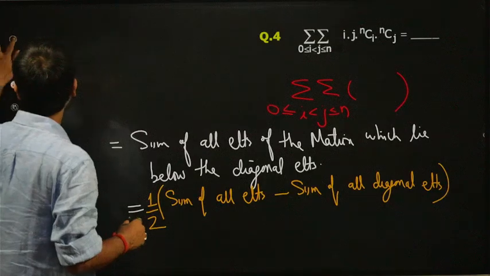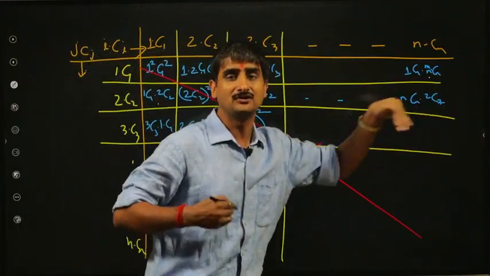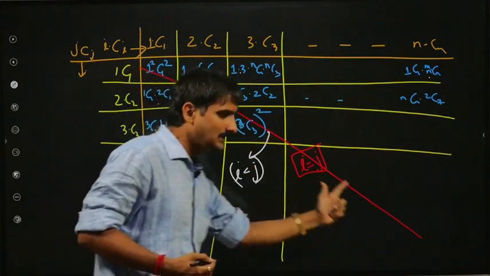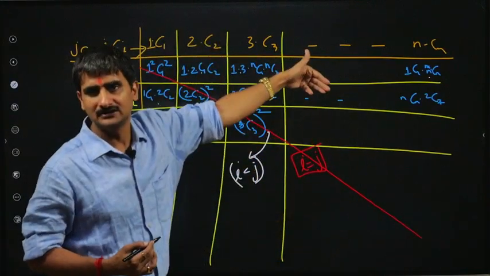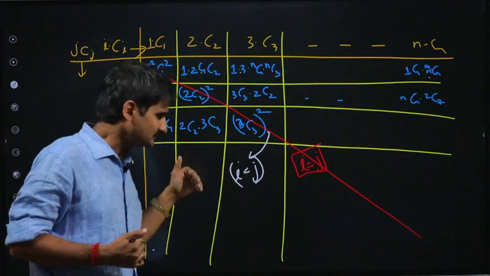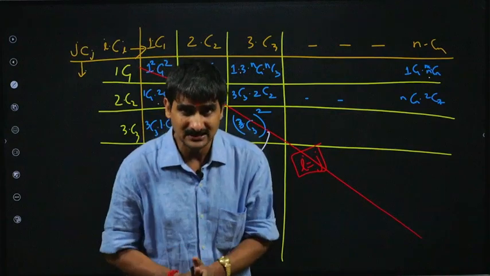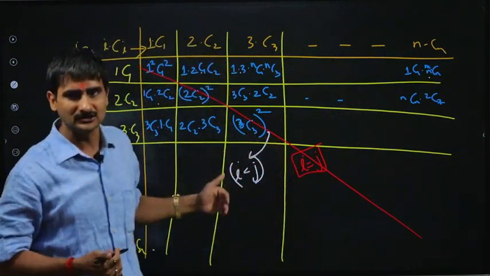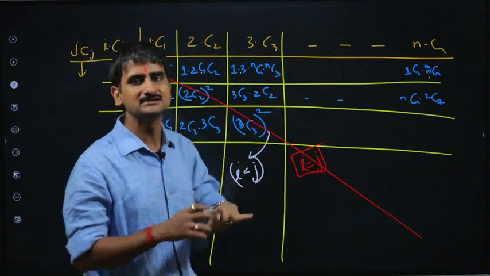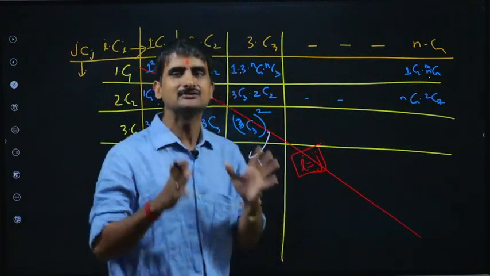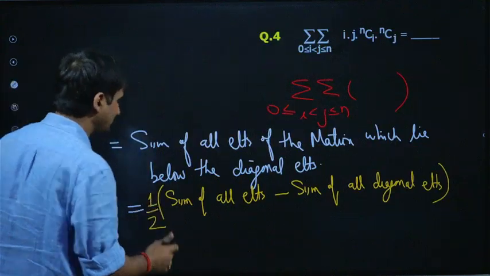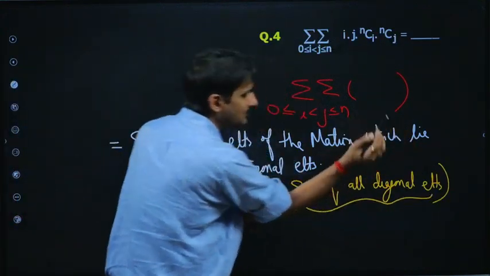Why? Because if you add all the elements, which we have already done, and remove the diagonal elements, you are left with terms above the diagonal and terms below the diagonal. Since both the terms are same, half of it will give you either of them, this one or that one. The answer is going to be the same here. So what next do we need to find? We just need to find the sum of all diagonal elements.